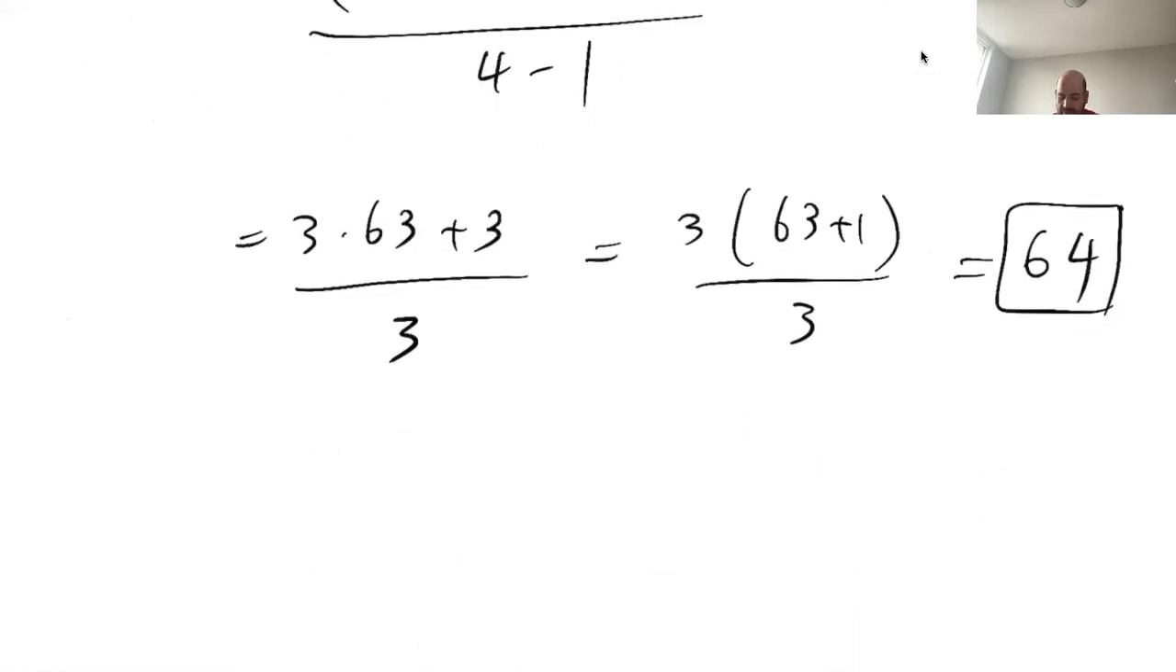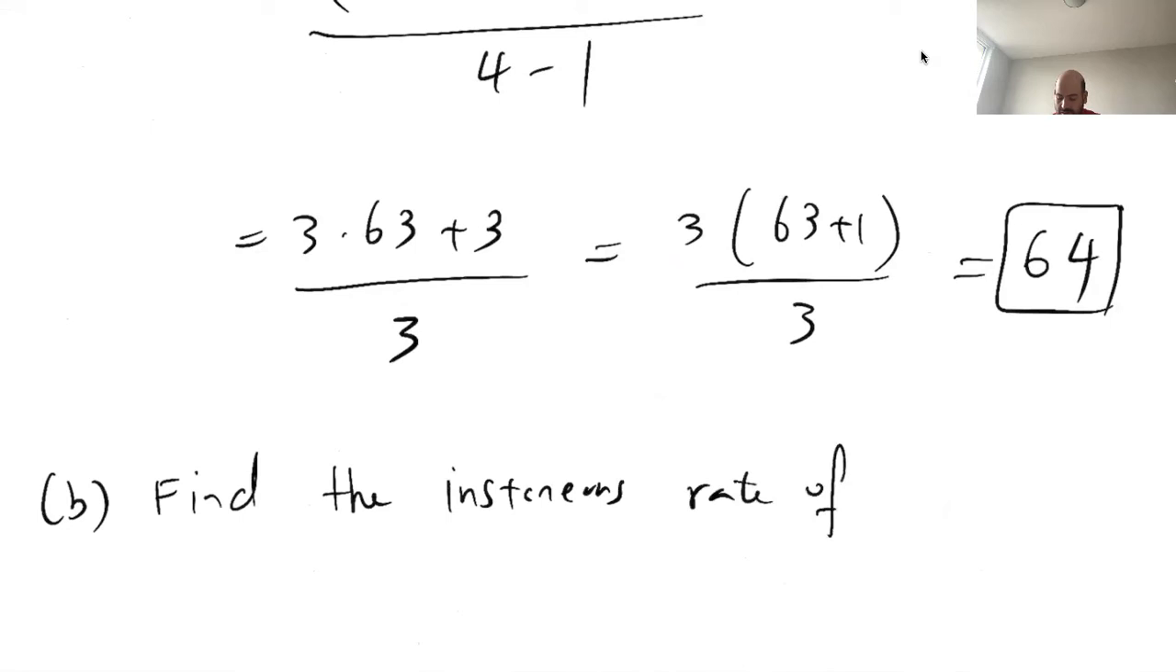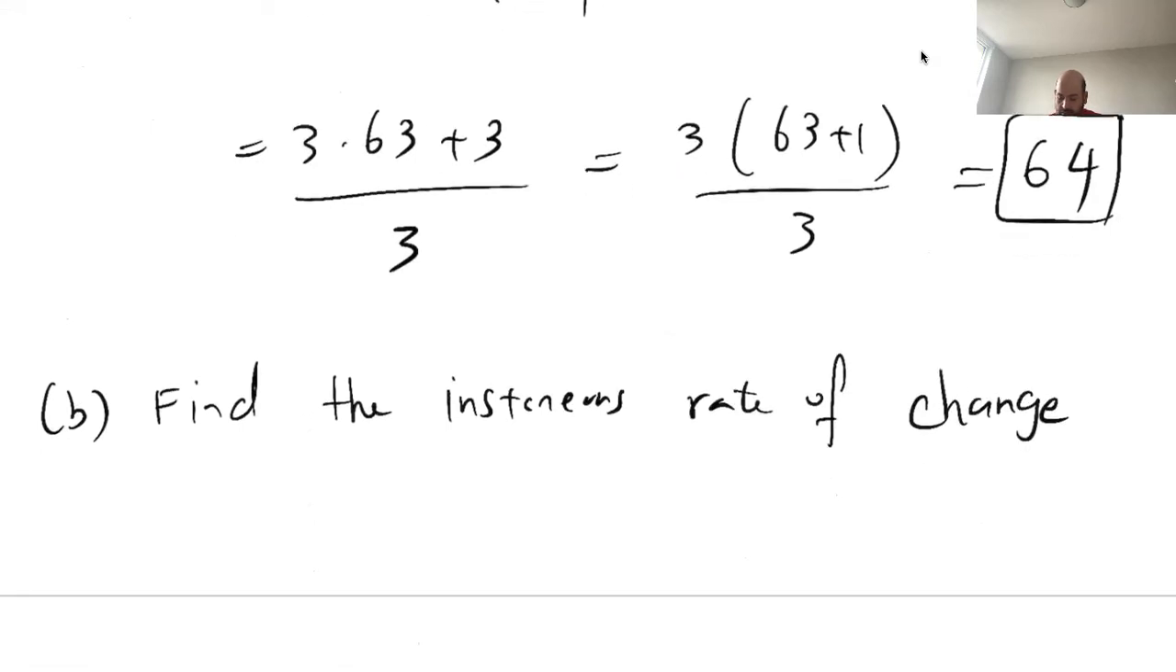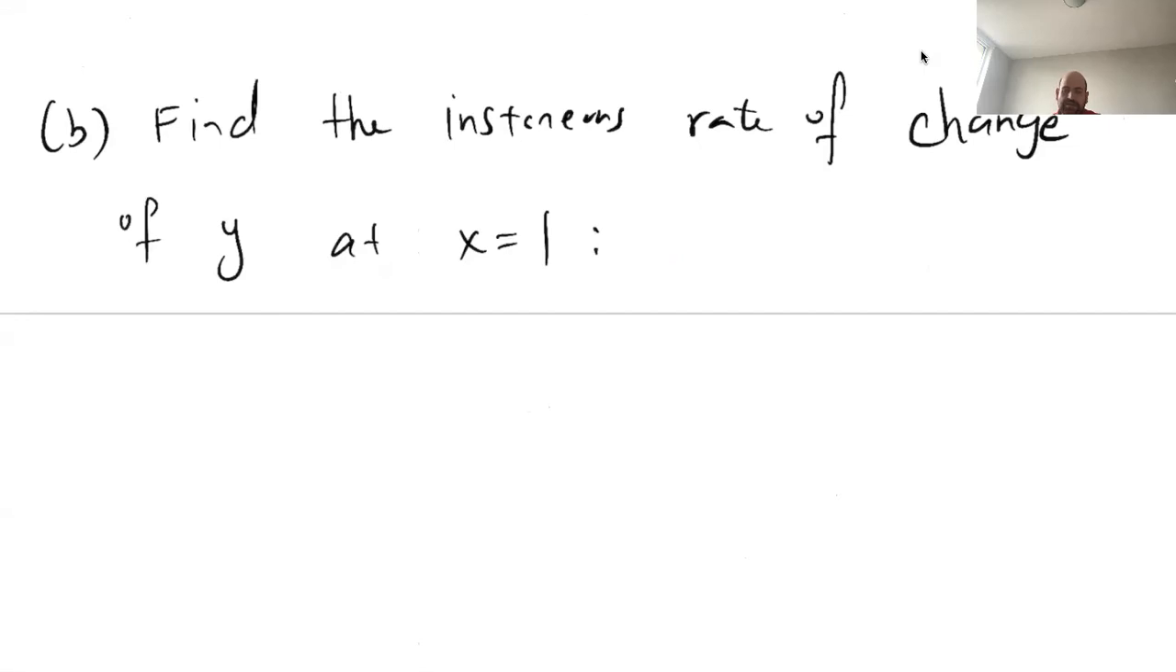Let's say I can also add part B. Let's say find the instantaneous rate of change of y at, let's say, x equals 1. Instantaneous rate of change is another term for f prime of the number. So here we want to find f prime of 1.